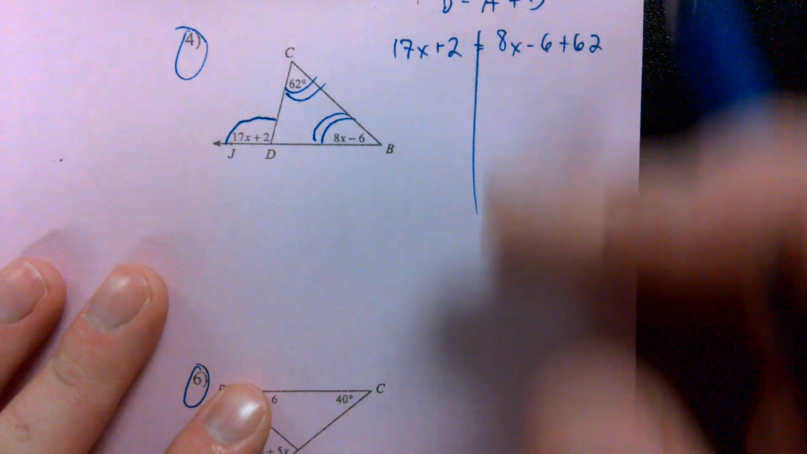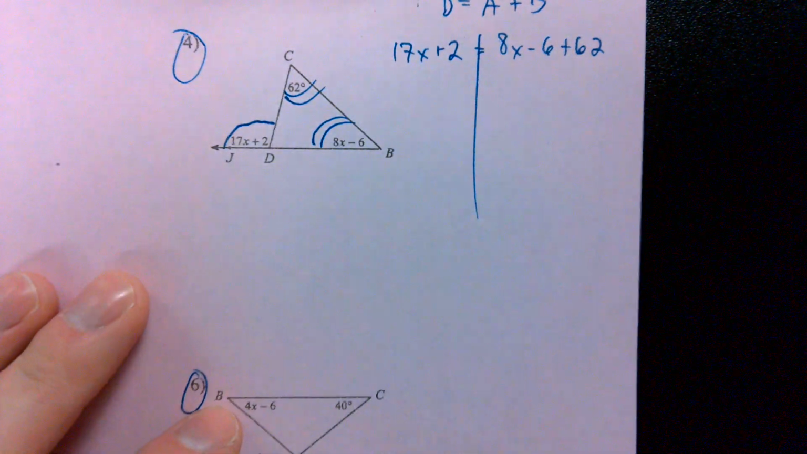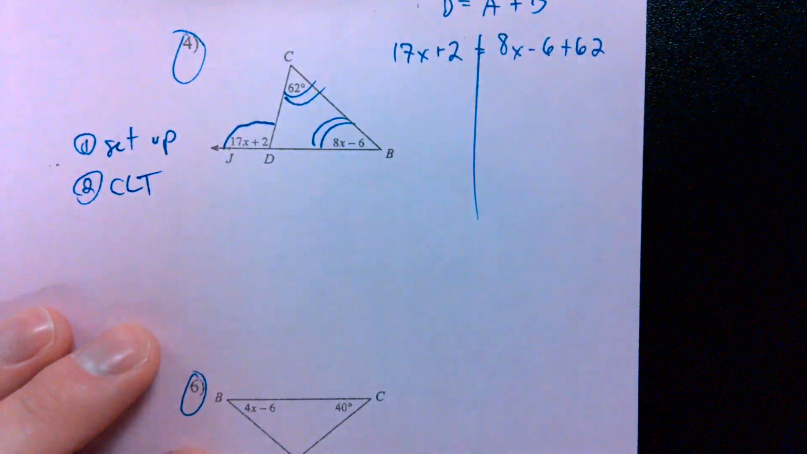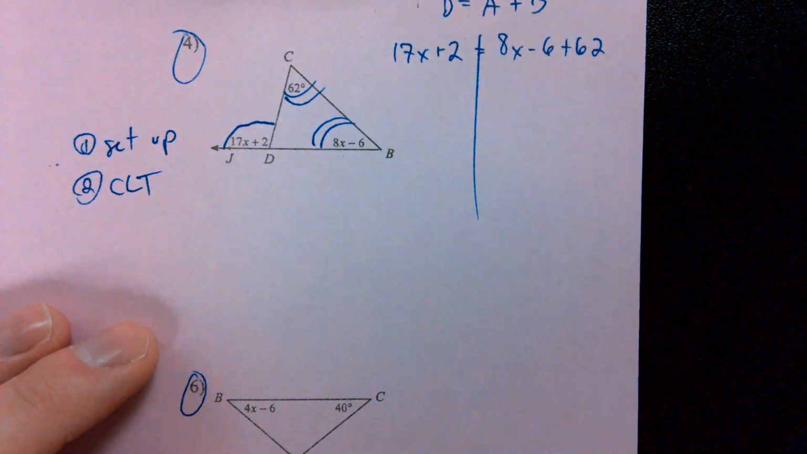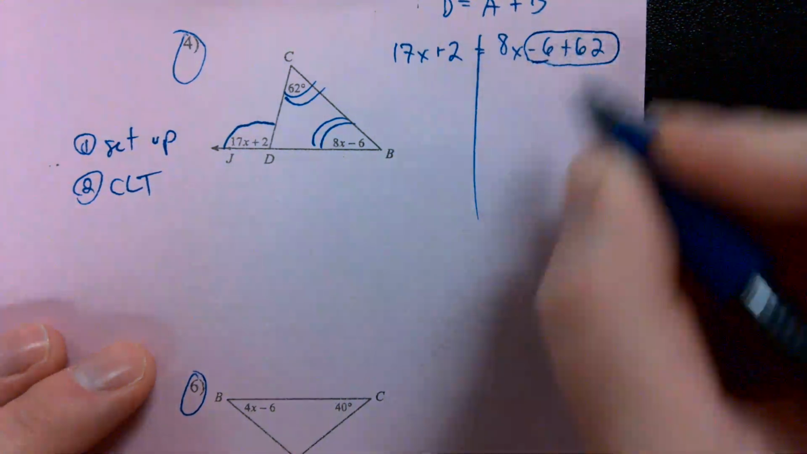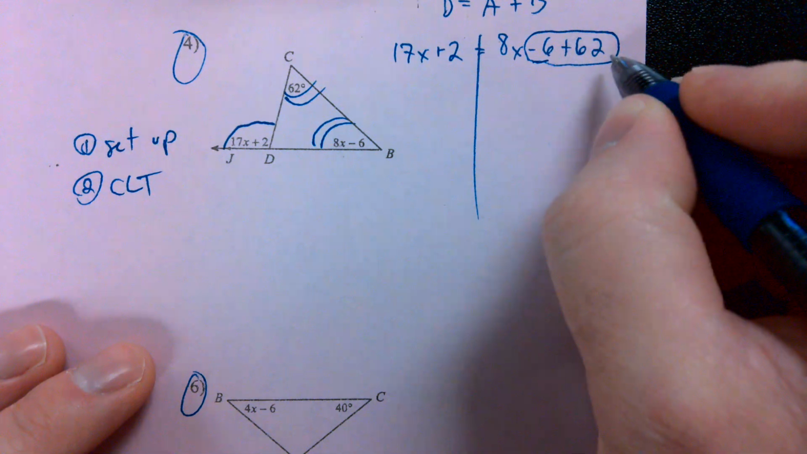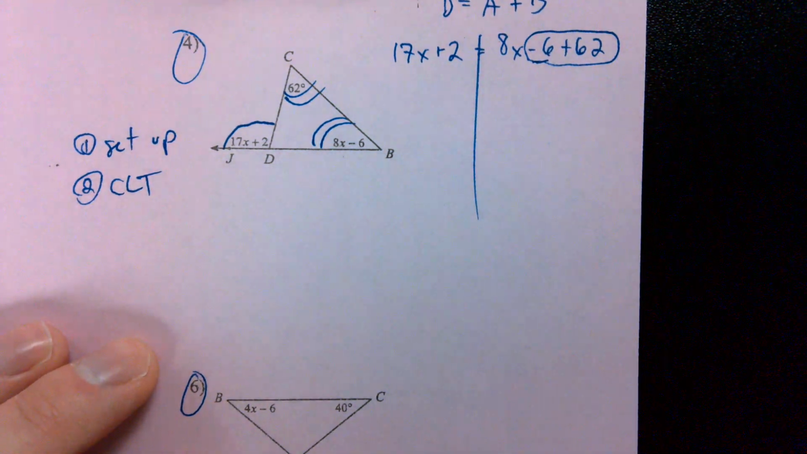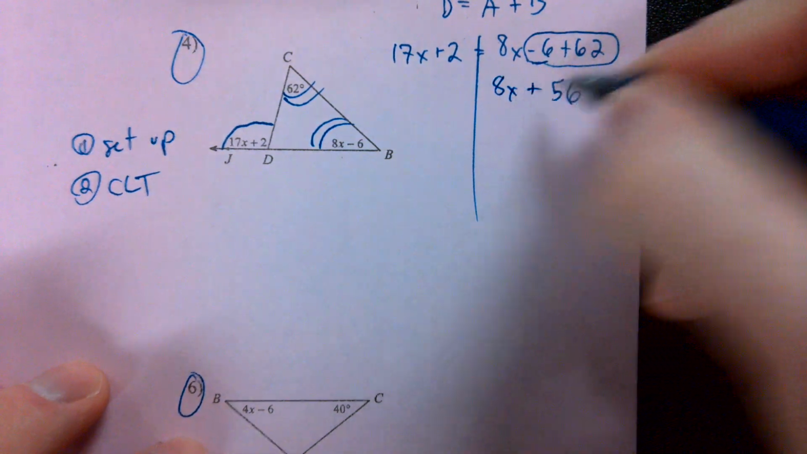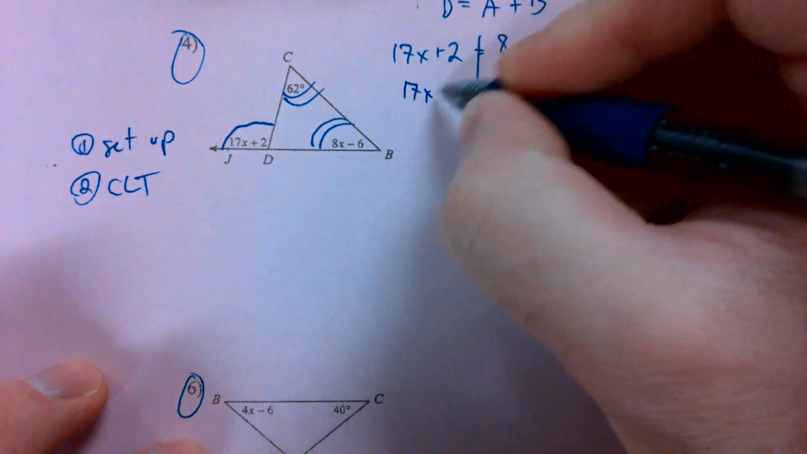So yeah, we talked about 4 steps. The first step is setting up our equation. The second step would be combine like terms. What can I combine on the right side here? Negative 6 and 62. We have to make sure we're subtracting that 6 from 62 to give us 56. And it's a positive 56 now.